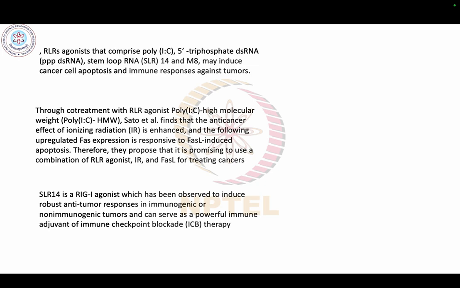RLR agonists that comprise poly 5' triphosphate double-stranded RNA, stem loop RNA 14 and M8 may induce cancer cell apoptosis and immune responses against tumors. Through co-treatment with RLR agonist high molecular weight poly IC, HMW, scientists have found that the anti-cancer effect of ionizing radiation, or IR, is enhanced, and the upregulated FAS expression is responsive to FAS-L induced apoptosis. Therefore, they propose that it is promising to use a combination of RLR agonist, IR and FAS-L for treating cancer.